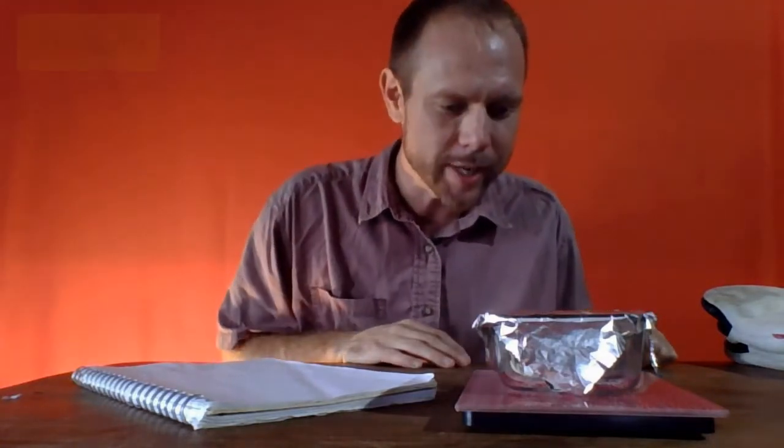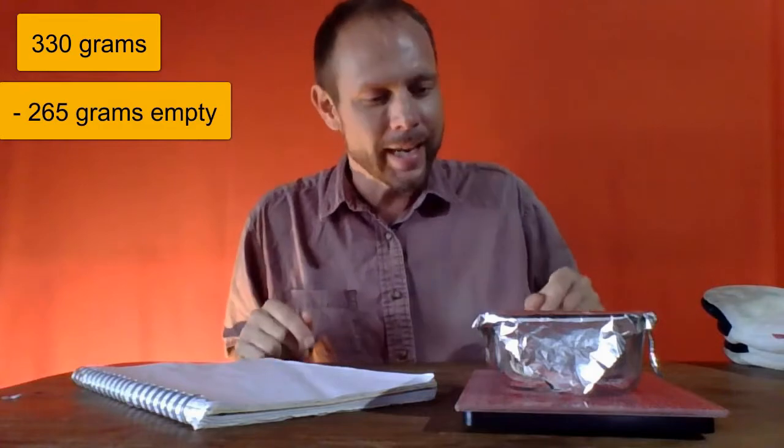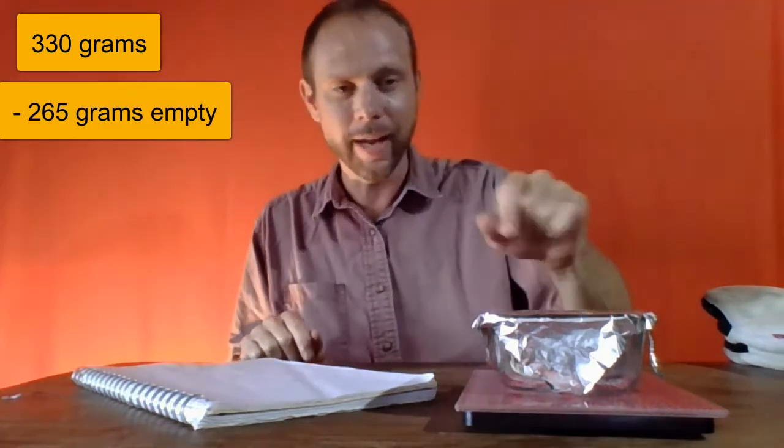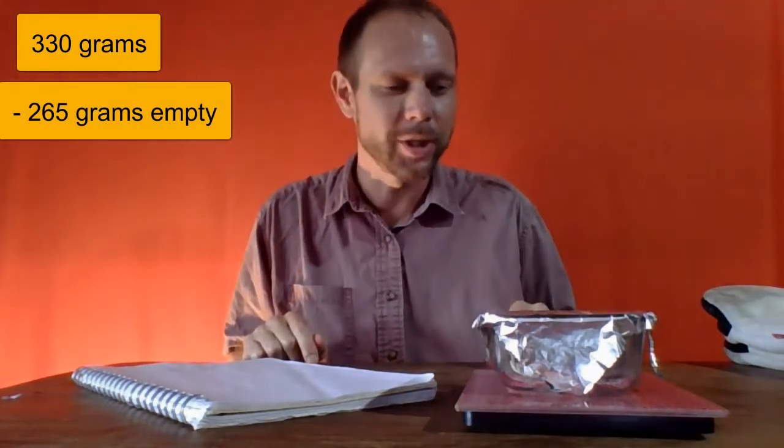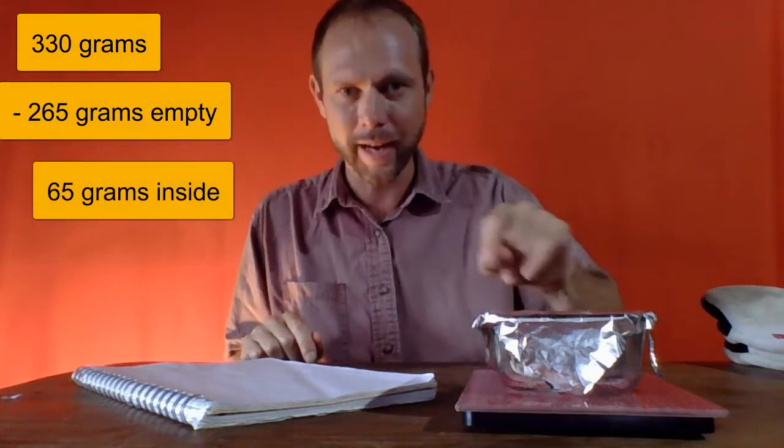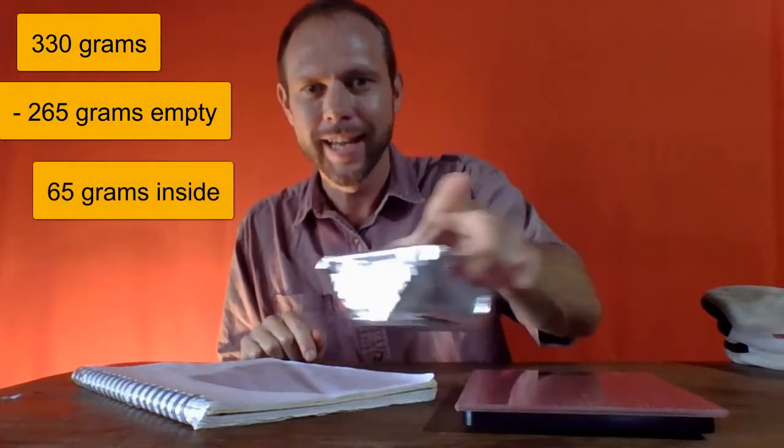Now we weighed the empty container with the aluminum foil before we put the sand in it. Let's take another weight, and it looks like it is saying 330 grams, and I believe it was 265 grams before. Now it's 330 grams. It would seem that there's about an additional 65 grams of material inside.